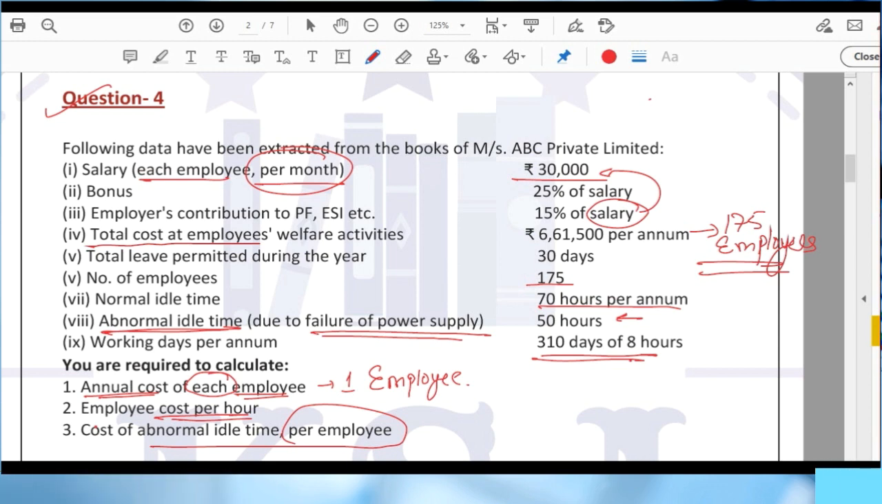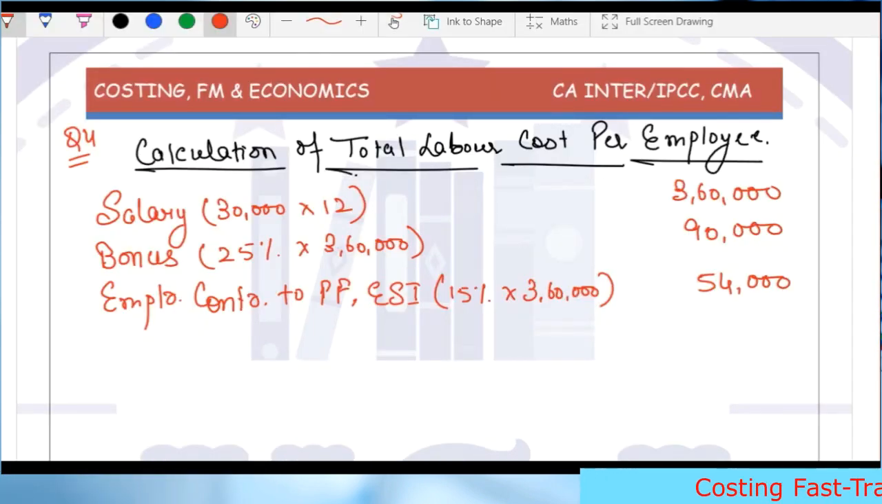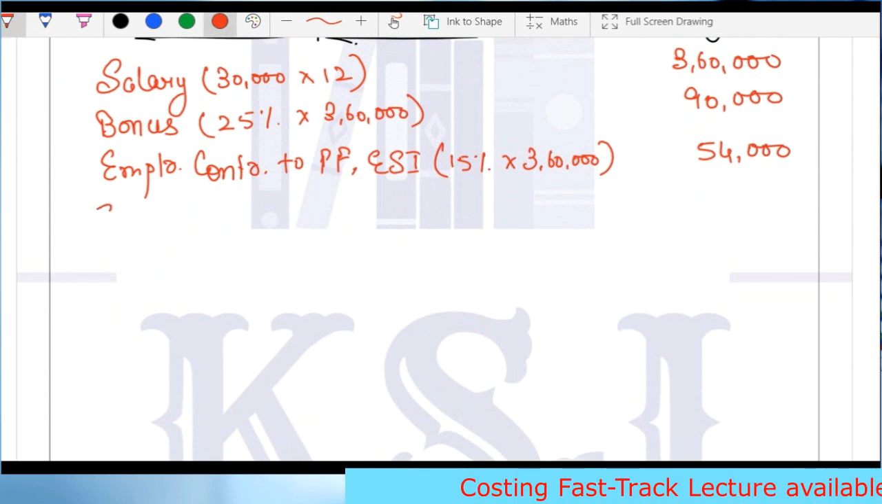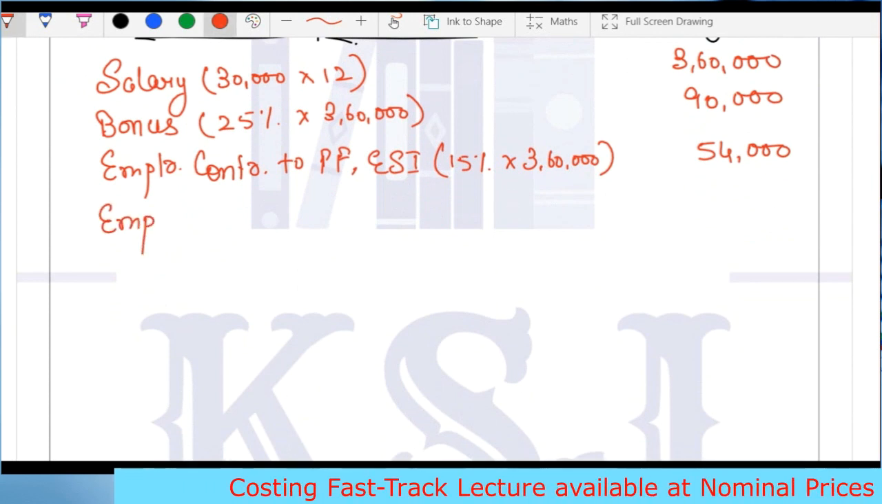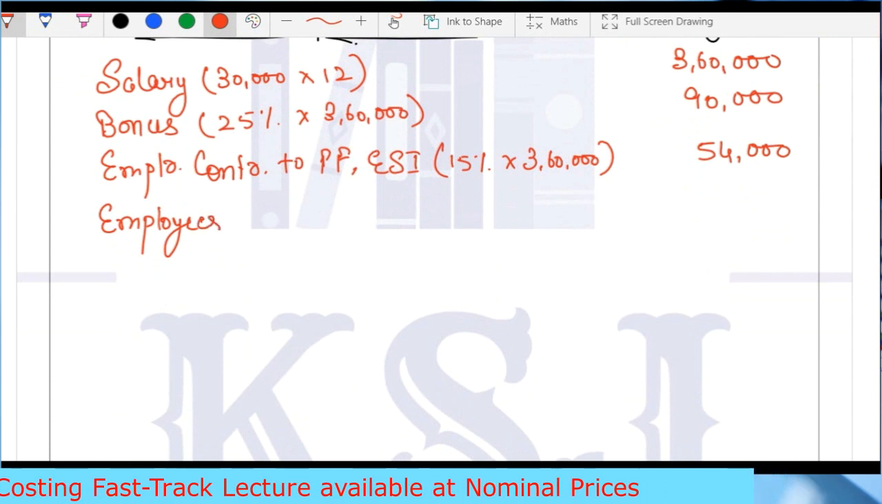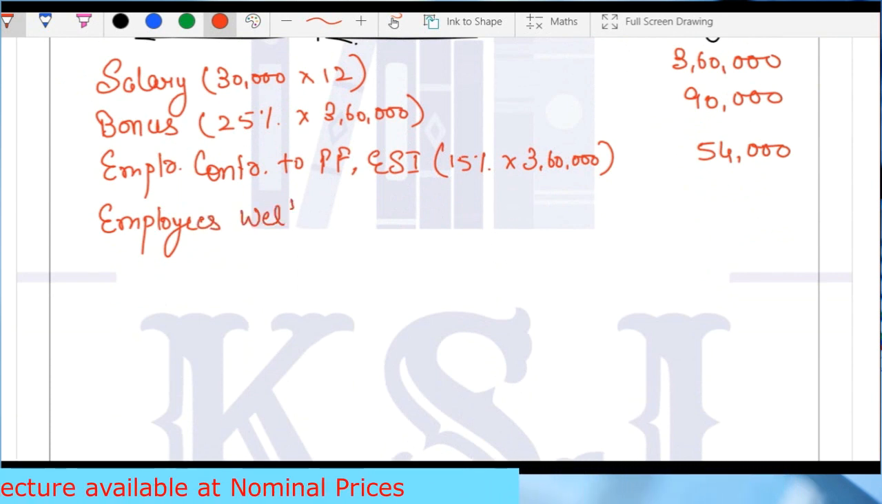So here I'll take employees' welfare activities.